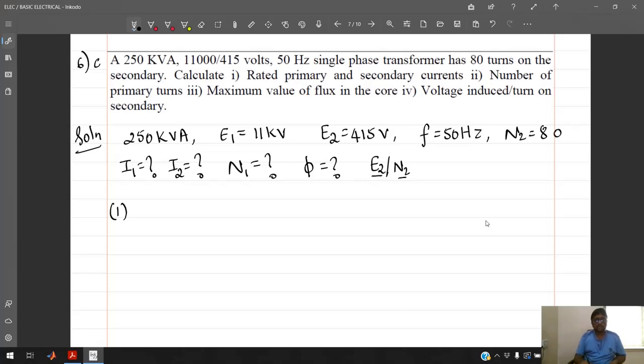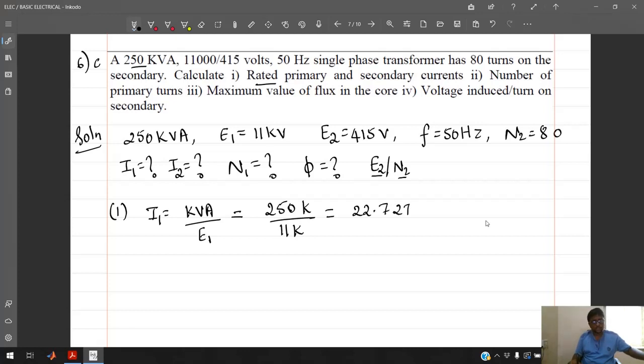Since the rated primary and secondary currents are asked, the rated kVA rating of the transformer is 250 kVA. So I can calculate I1 as equal to the kVA rating of the transformer divided by your primary voltage, because kVA is volt into ampere, and divided by voltage will give you the current. So it's common sense. It is 250 k divided by the primary voltage 11 kilovolt. If you solve this you will get 22.7272 amperes of the primary current.